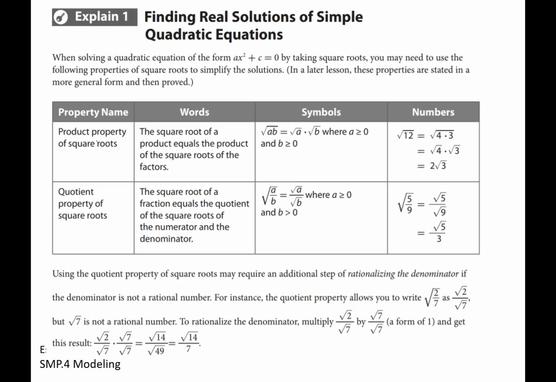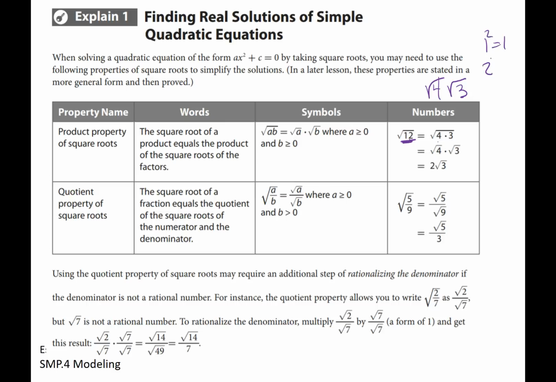So this first one, product property of square roots: the square root of a product equals the product of square roots of the factors. Basically what we're doing here is if we've got a number and we want to split it up, I usually split it into 2 square roots. A number we can take the square root of and a number we can't take the square root of. So let's talk about our square numbers really quick.